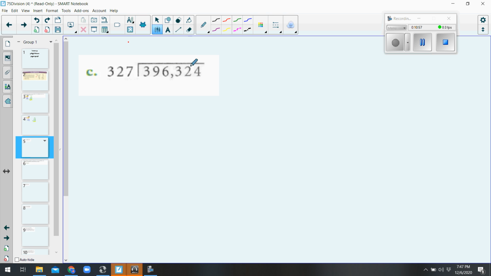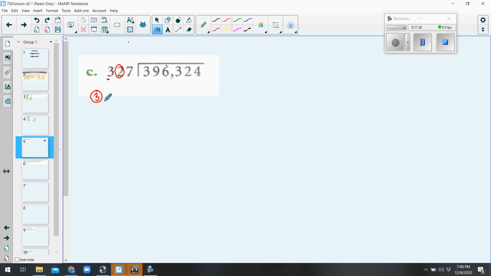With any division problem, we've got to find out where our first number is going to sit. Ask yourself, will 327 go into 3? No, it won't. Will 327 go into 39? No, it won't. Will 327 go into 396? Yes, it will. So my first number is going to sit on top of the 6. Go back to your 3-digit divisor. Go to your second digit, the 2. Is 2 less than 5? Yes, it is. So you're going to keep your first digit, your 3, as your guessing number.